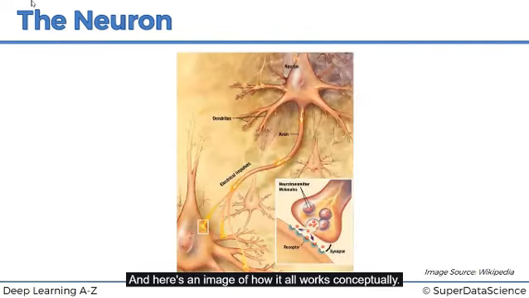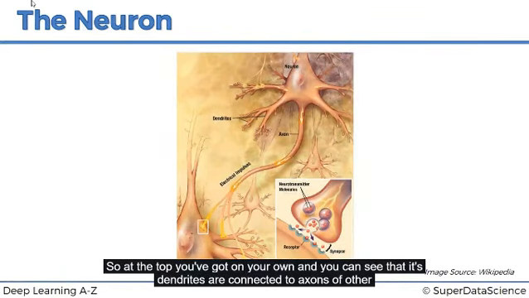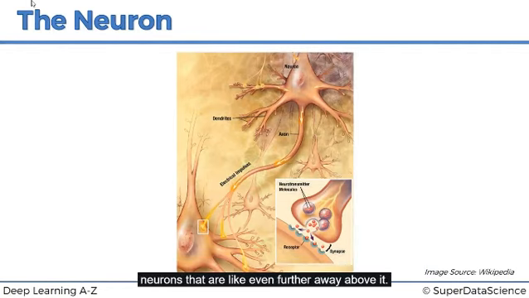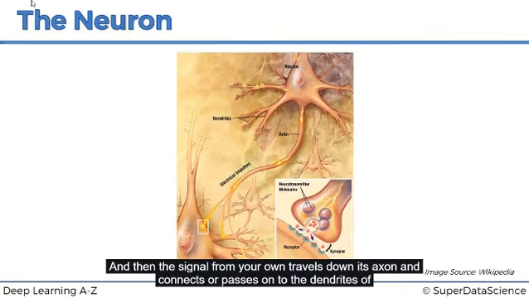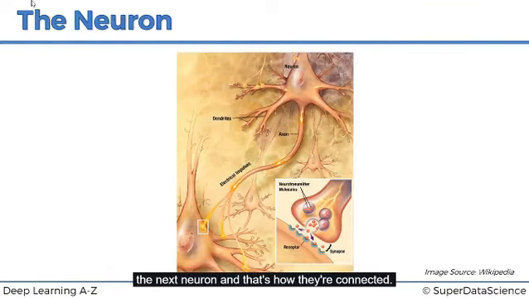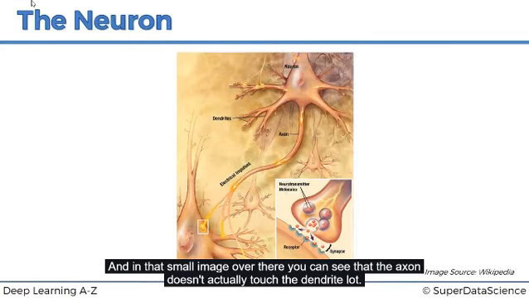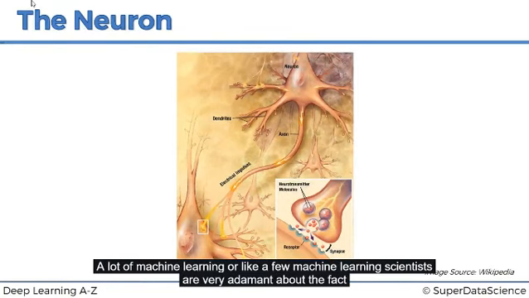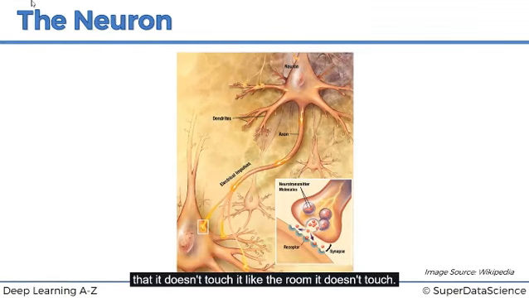And here's an image of how it all works conceptually. So at the top, you've got a neuron, and you can see that its dendrites are connected to axons of other neurons that are even further away above it. And then the signal from this neuron travels down its axon and passes on to the dendrites of the next neuron. And that's how they're connected. And in that small image over there, you can see that the axon doesn't actually touch the dendrite. A few machine learning scientists are very adamant about the fact that it doesn't touch.